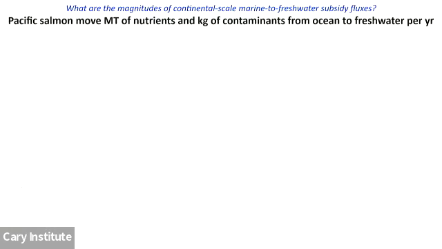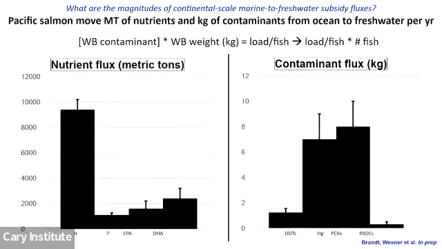So let's just start with question number 1. This is our first principles question. What are the magnitudes of continental scale marine to freshwater subsidy fluxes? And the answer is a lot. Pacific salmon are moving metric tons of nutrients and kilograms of contaminants from the ocean to freshwater systems each year.